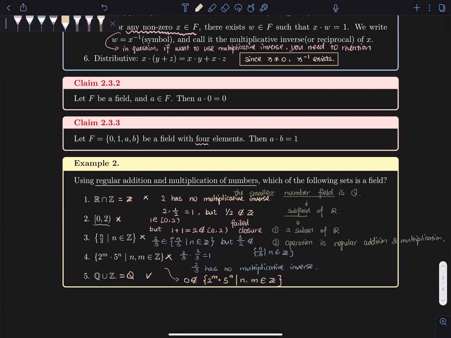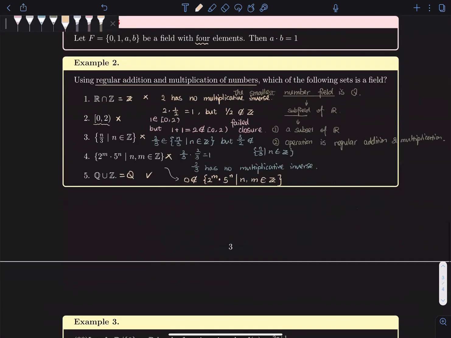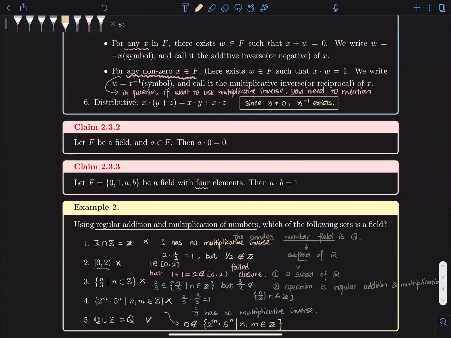And the last one is a field. You can check all of them. This proof, I'll leave to you. This proof is just checking all of the axioms. Let me give you an example to show Q is a field.